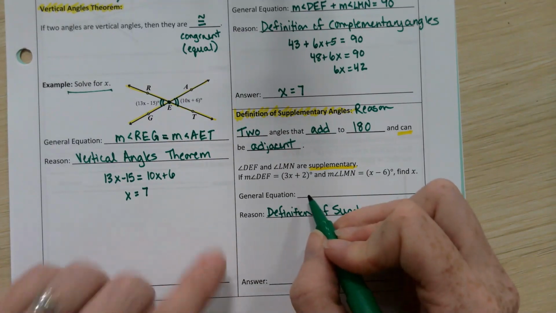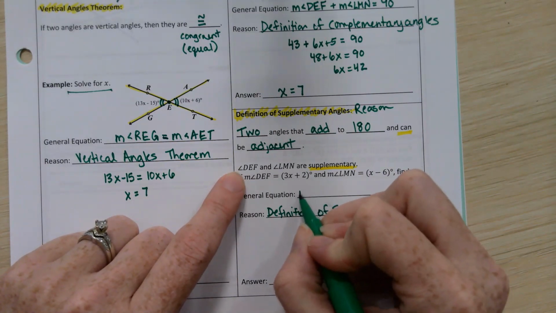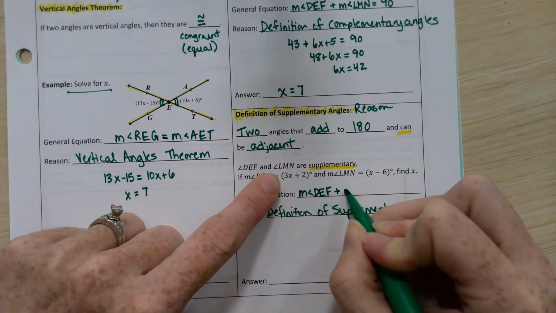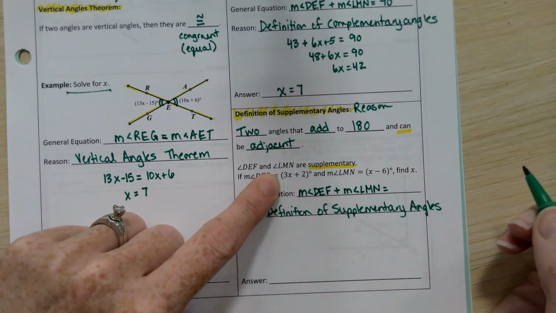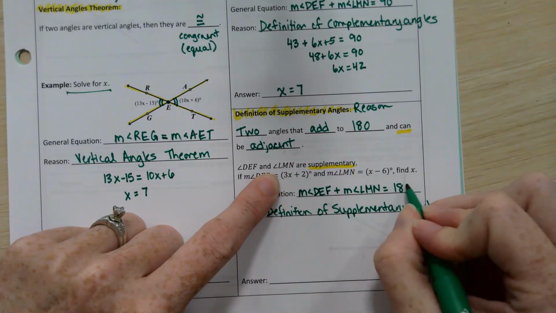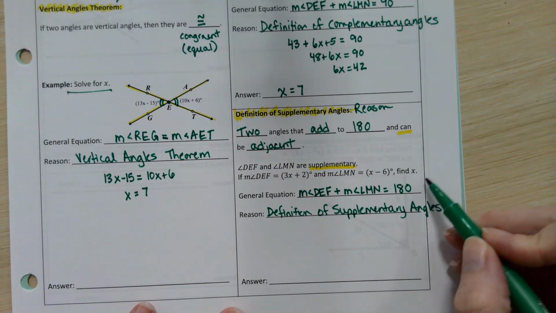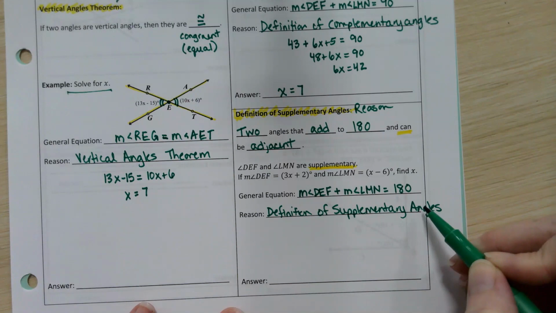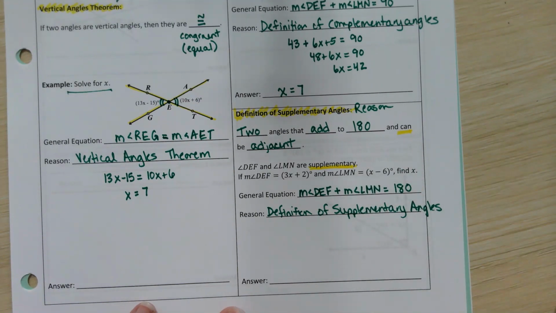Very similar general equation, though, to both complementary and linear pair theorem. We're going to take the measure of our two angles that are called supplementary. They'll be added together, just like they were with complementary, but they're equal to 180 degrees this time instead of 90. And that general equation doesn't look any different if it's a linear pair theorem problem. It's just a different reason because you're noticing it from a picture versus noticing it from a vocabulary word like we are in this one.